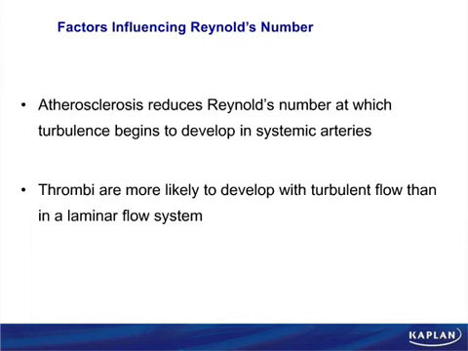All right, we can alter Reynolds number a little bit. Atherosclerosis will reduce the Reynolds number at which turbulence begins. So with atherosclerosis, we're more likely to have turbulent flow. And thrombi are more likely to develop with turbulent flow than in laminar flow, because this very chaotic pattern can initiate that clotting cascade.